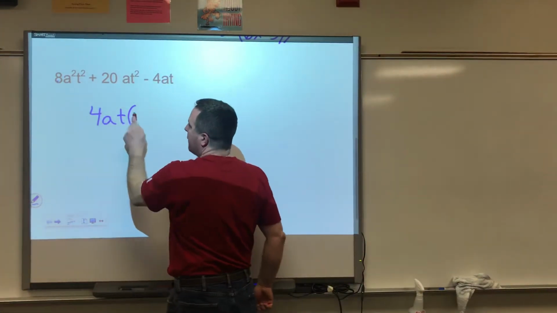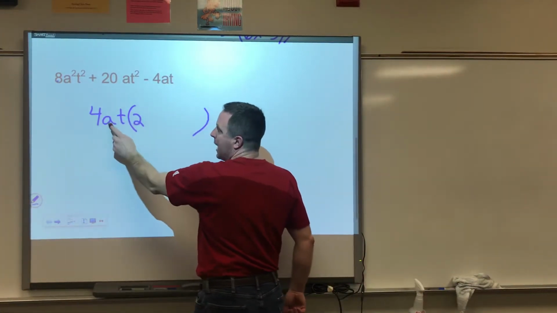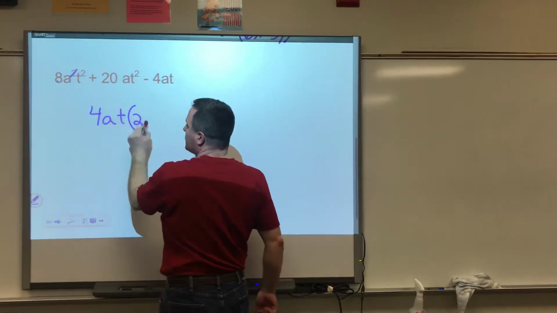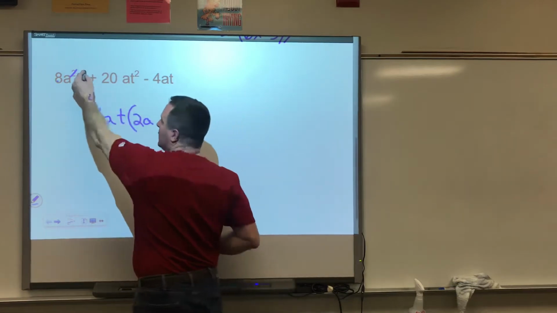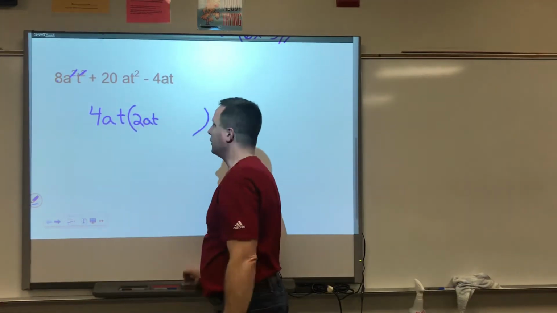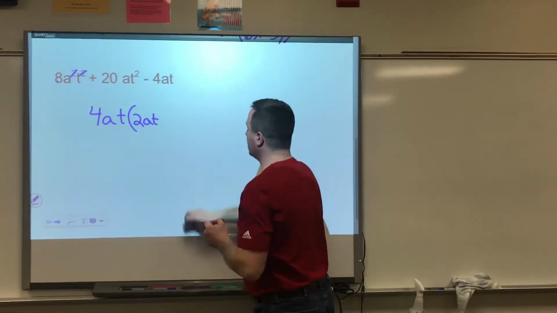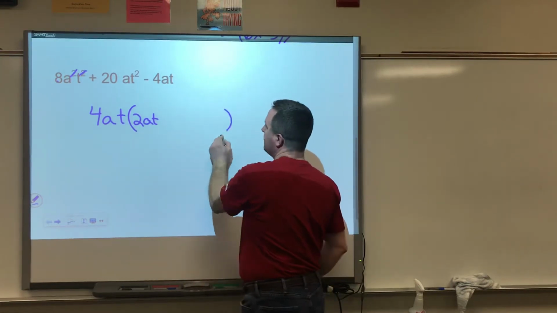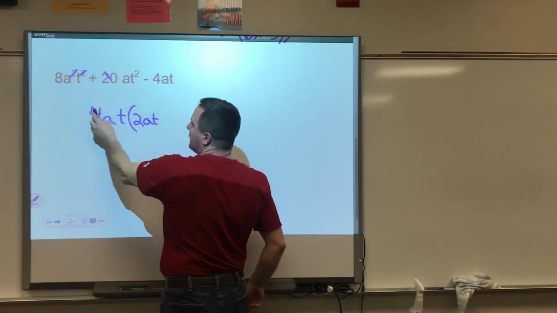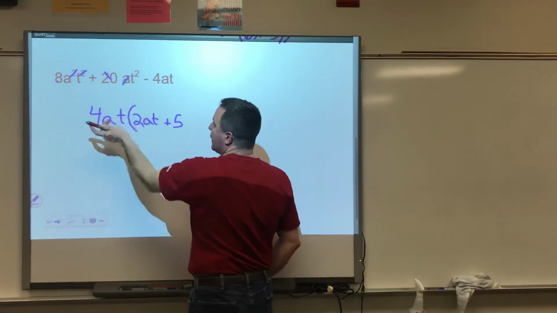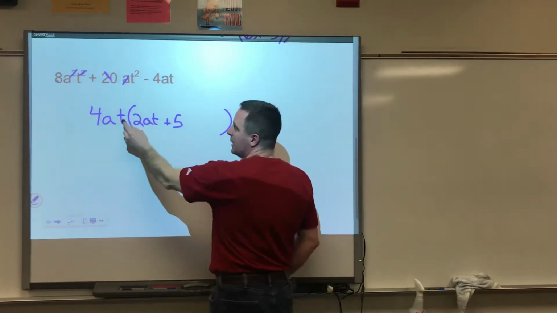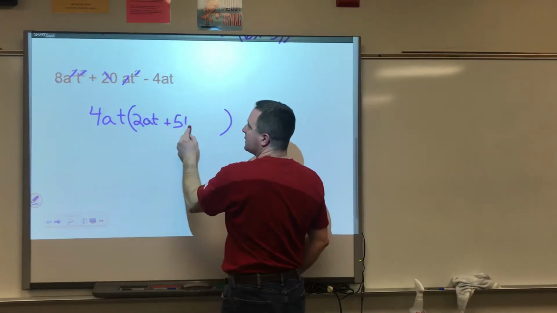Well, 8 divided by 4 gives me 2. I'm taking one of the A's away, so I'm going to have 1 left over. And I'm taking one of the T's away, so I'm going to have 1 T left over up there as well. This a little bit bigger. Okay. How about the middle term? 20 divided by 4 gives me 5. I'm taking the A away, so there aren't any A's left. I'm taking one of the T's away, so there's just a T left.